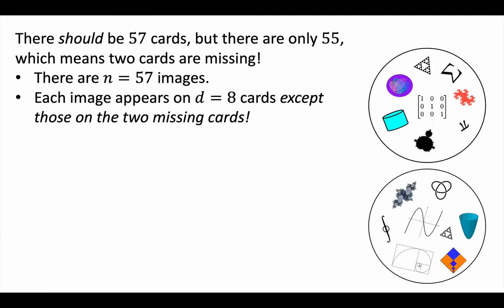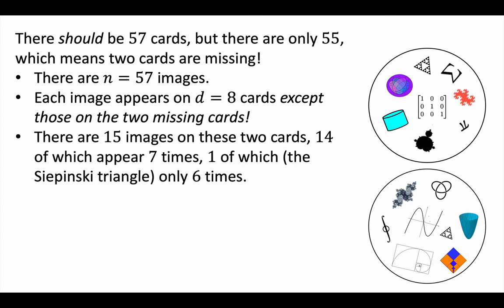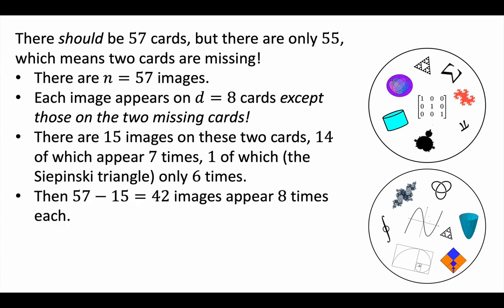So let's imagine that these are the 2 missing cards. There are 16 pictures overall, but only 15 images because the Sierpinski triangle appears twice. So any image that appears on one of these two cards won't appear 8 times. It will only appear 7 times, except for the Sierpinski triangle, which only appears 6 times because it was missing twice. So we could set up some equations like we did before.